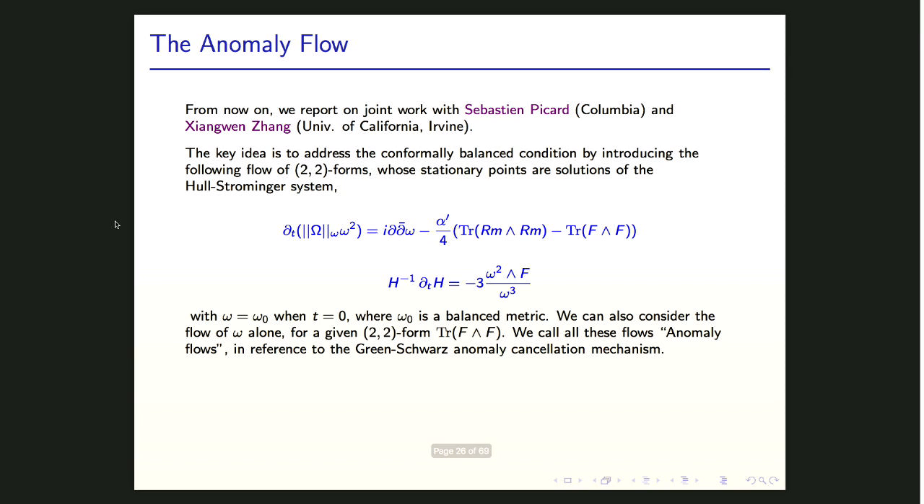So this is the main topic of this talk. For now, I'm going to report on joint work with Sébastien Picard, who is a student at Columbia, and Jiangwen Zhang, who was a postdoc there and who is now at Irvine. So our goal, as I had mentioned, is to try to solve these equations in a more systematic way.